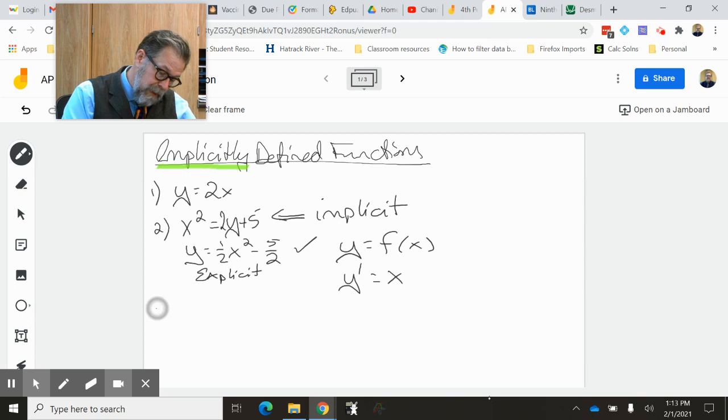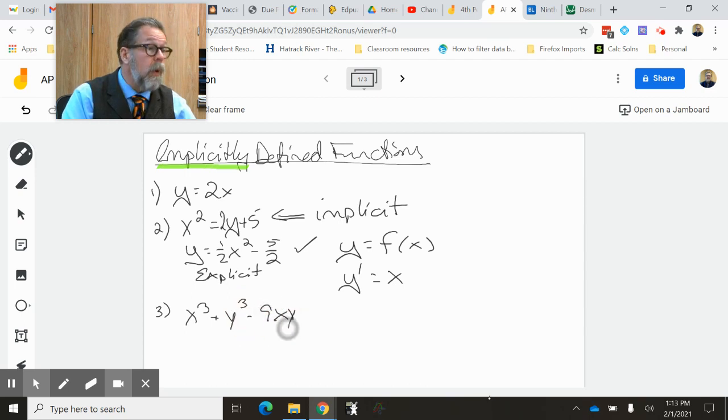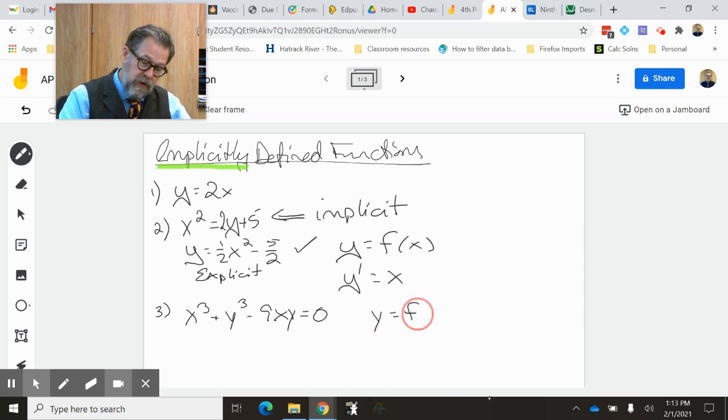So what about this? x cubed plus y cubed minus 9xy equals 0. Well, y is a function of x. The problem is I don't know what function of x, and I don't have any way to find it. I have no way to solve a cubic that has x's as its various bits. So I'm sort of stuck there. So this is where implicit differentiation using the chain rule is going to come in.